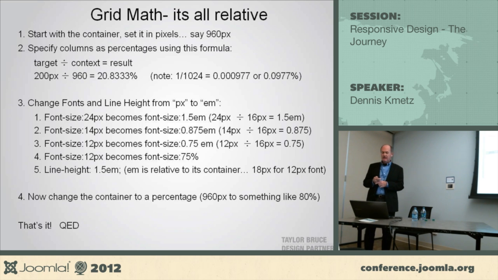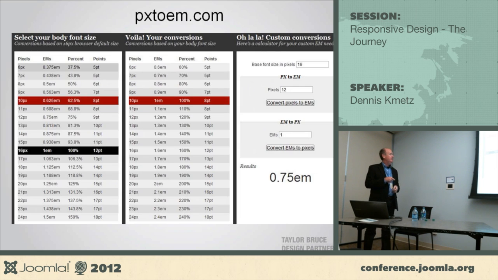And if you don't have a calculator, there are online tools. Pix2Em is a great tool, and this starts out here with that set. So the way this works is you pick things in this column, and then this is your answer in this column. If your standard browser gives you 16 pixels, 1em, 100%, 12 point, that's your standard browser. Before I did anything, this showed me all that.